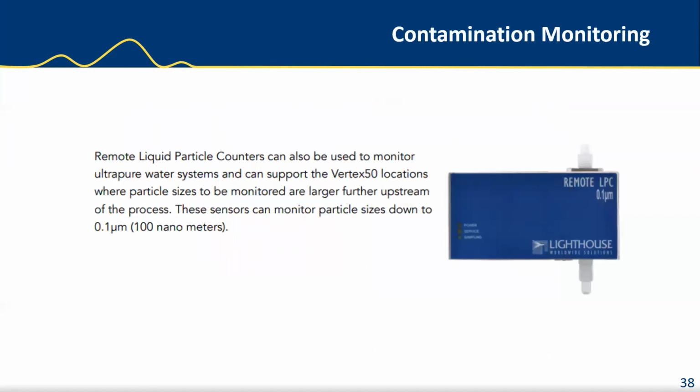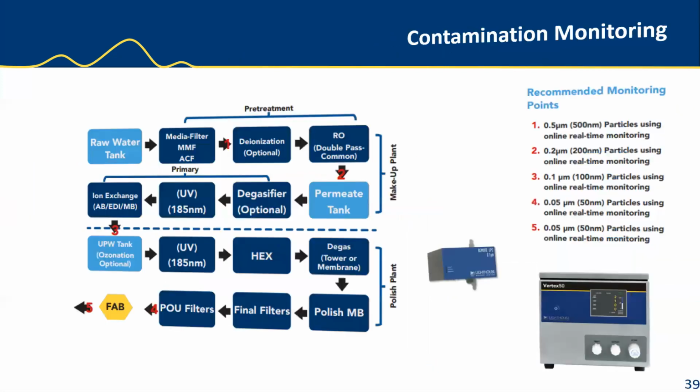Here we see some remote liquid particle counters, and they can be used in conjunction with the Vertex 50 to monitor different critical locations on the water system, for example, along filtration points and output points. With small footprints, these sensors can be easily installed and can be added to the real-time monitoring system. So you can continuously monitor your water as it comes into the facility.